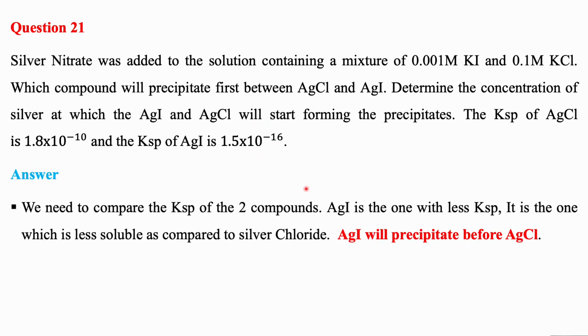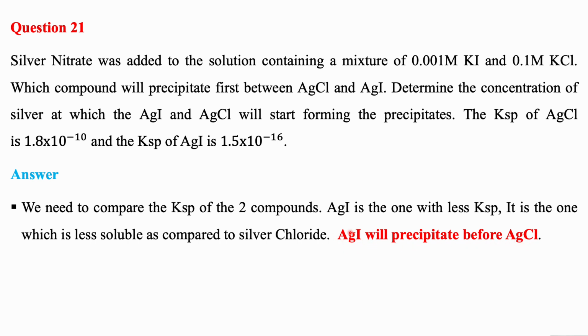So let's go to the answer. We need to compare the Ksp of the two compounds. You compare this one and this one. We can see silver iodide, which is this one, has the smaller Ksp. You can see it has 10 to the power negative 16 as compared to 10 to the power negative 10. So that means it is less soluble as compared to silver chloride, and it is the one which will precipitate before silver chloride.